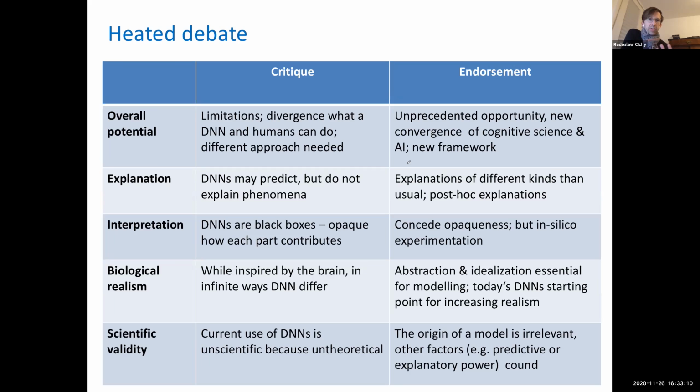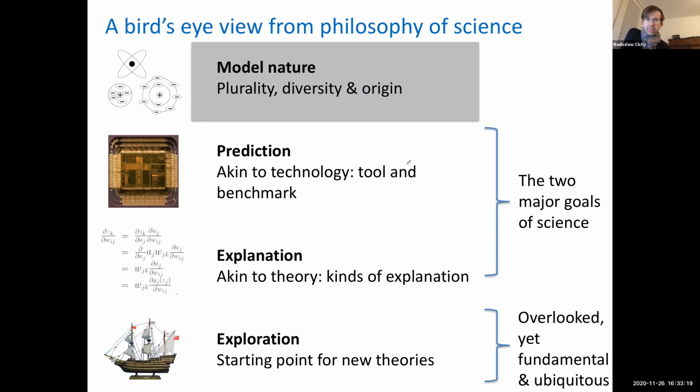So one thing I would suggest is that we just take a step back and evaluate the situation from a bird's eye view, from philosophy, and try to see what models can actually do for us. And I would like to do this in 4 parts. First, I would like to talk about model nature. So basically, what models in science are, or rather, what models there are in science. And I would like to talk about the plurality, the diversity of models, and about their origin.